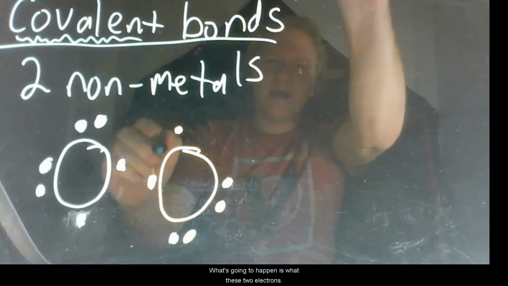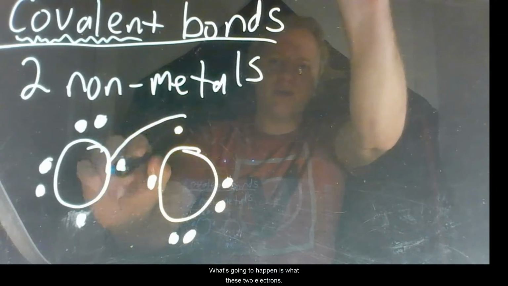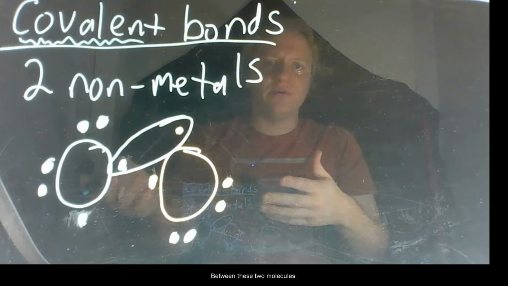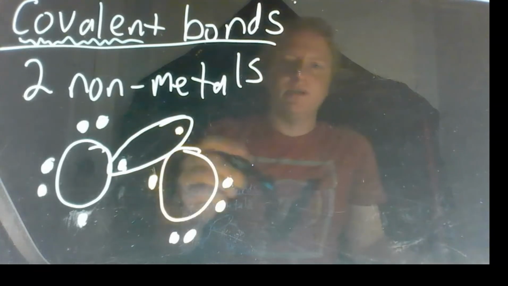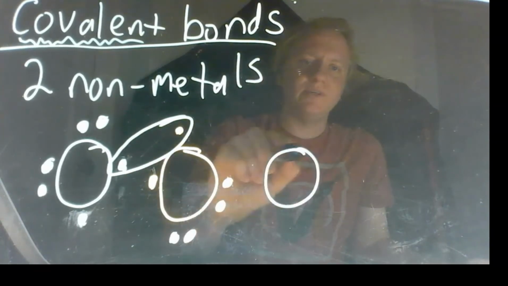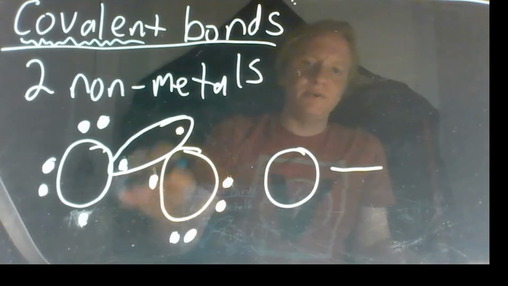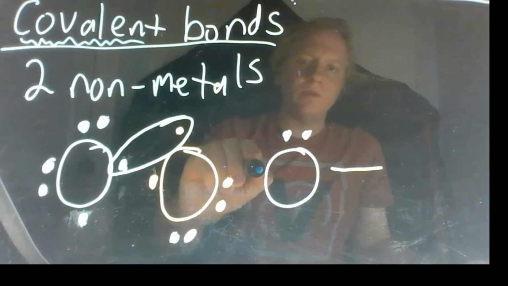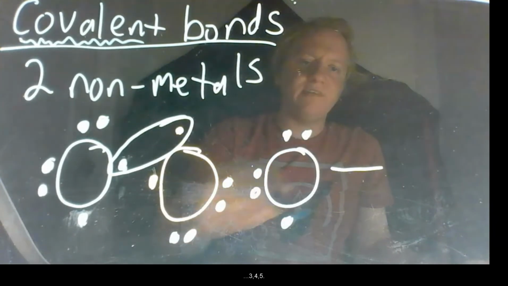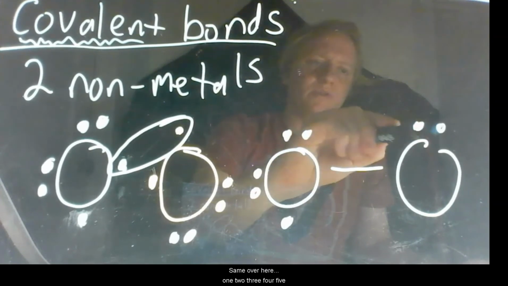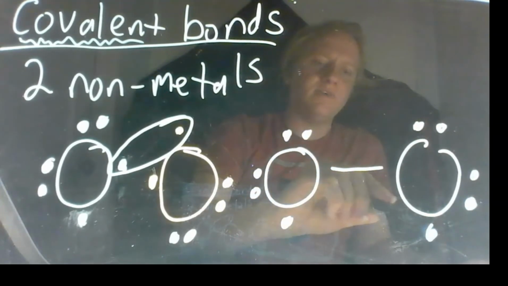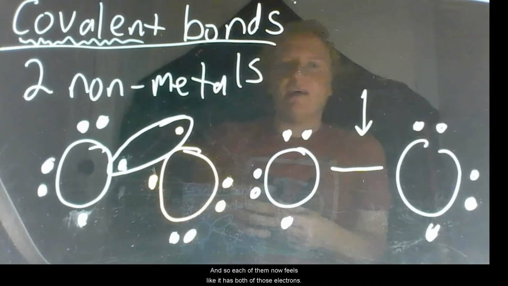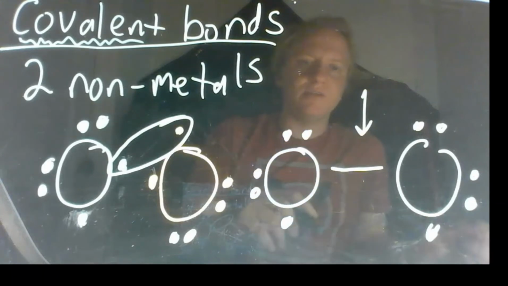Okay, what's going to happen is these two electrons are going to be shared between these two atoms of oxygen. And when that happens, it's drawn like this. So how many electrons do we still have over here? We still have 1, 2, 3, 4, 5. Same over here, 1, 2, 3, 4, 5. But they're sharing this one. They're sharing that. And so each of them now feels like it has both of those electrons.